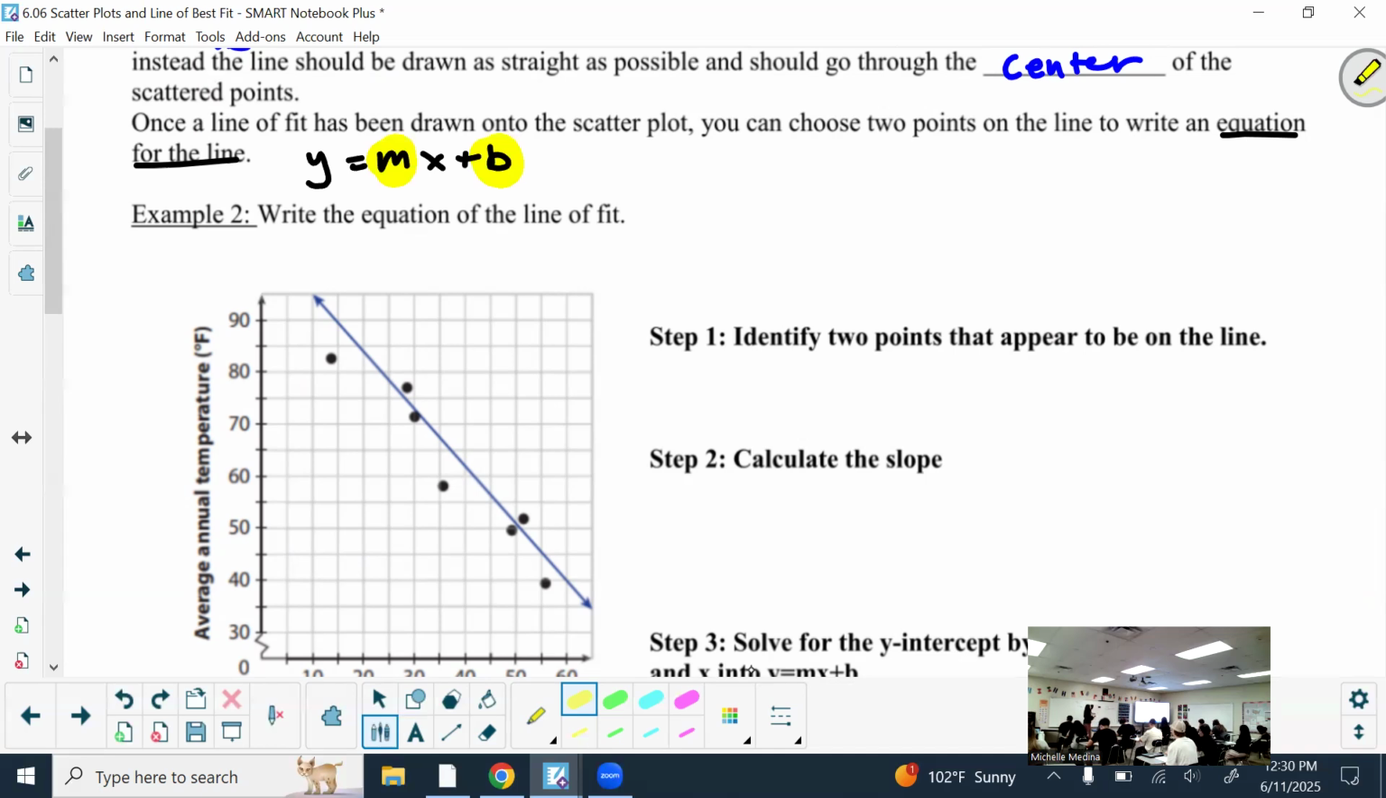So first step, you're going to identify 2 points that appear to be on the line. It does not have to be a data point. In fact, none of these data points are perfectly centered on the line, right? So I'm not going to pick a data point. I'm going to pick where I think that the line goes right through the little crosshair. That would be a perfect one to pick, because I don't have to estimate what that intersection is. I can just read the graph and it'll tell me.